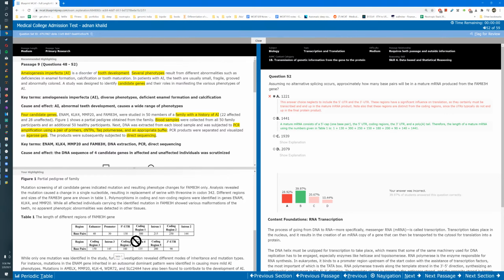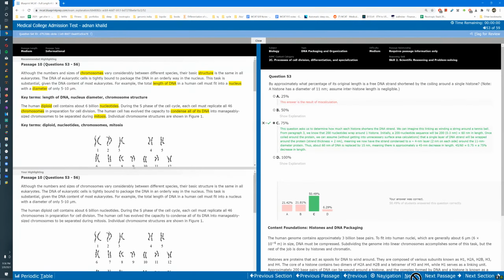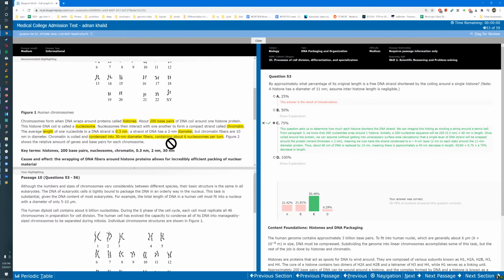They actually add the UTRs, so I guess that's why I forgot to add those, whatever. This one is actually kind of tough. I don't know why it's medium. It's definitely much tougher, because the math part at first is kind of easy, because first of all, you should know histones and DNA.